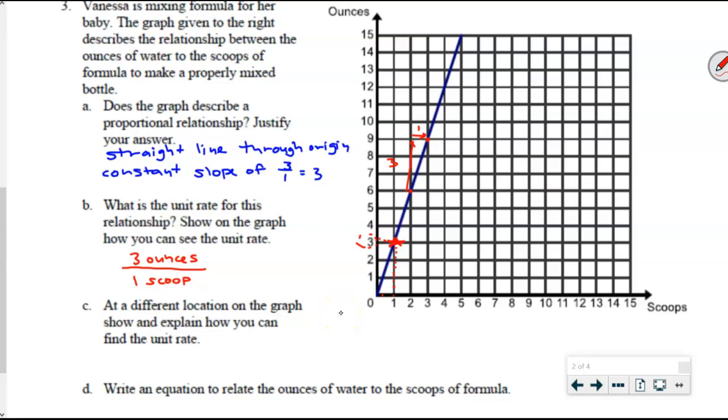At a different location on the graph, explain how you can still find that unit rate. So we can't use the star anymore. That was the easy one. Where else can we see the unit rate?